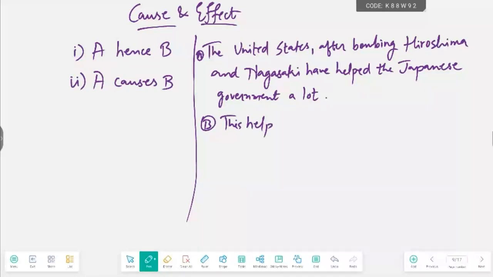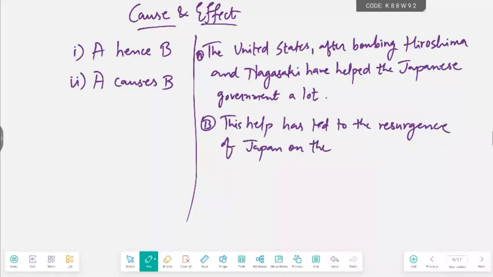this help has led to the resurgence of Japan on the global map. As you can see, the two statements: the United States after bombing Hiroshima and Nagasaki have helped the government a lot. Now this help, what has it done? It has led to the resurgence of Japan on the global map.